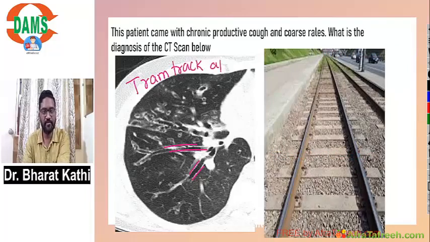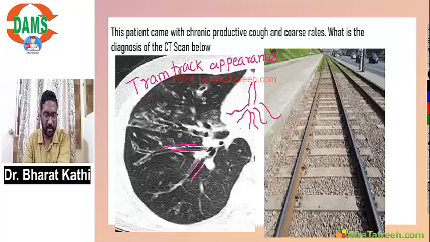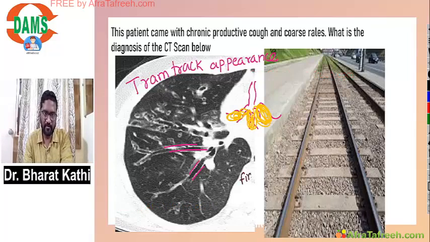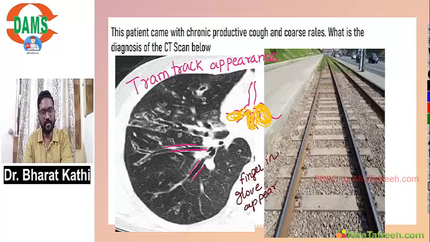Tram-track appearance. And whenever this is the bronchus, if it is abnormally dilated like this, and if it is filled with secretions, that is mucoid impaction. Now you can notice these mucoid areas just like fingers of a glove. So this is also called finger in glove appearance.